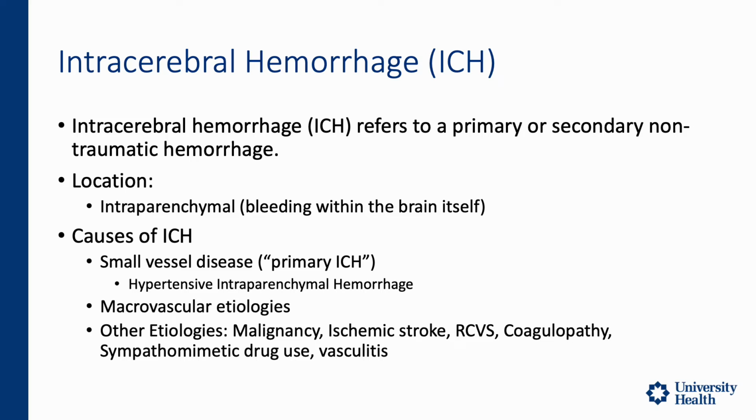And then other etiologies are going to be malignancies, right? Ischemic strokes, RCVS, or reversible cerebral vasoconstriction syndrome, which is kind of a newer diagnosis that we've learned about in the past couple years, if not in the past decade. Coagulopathy, sympathomimetic drug use or cocaine users also. Vasculitis, so we think about lupus, sarcoidosis, rheumatoid arthritis. If you get fancy, Henoch-Schönlein purpura or polyarteritis nodosa etiologies.